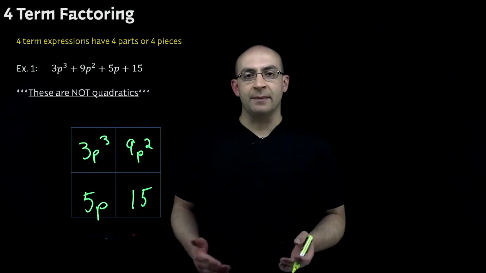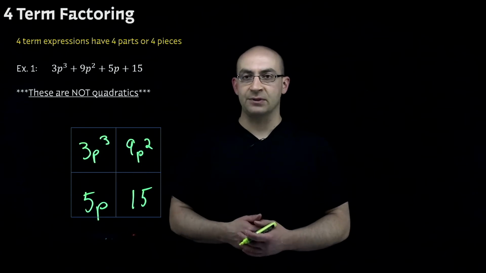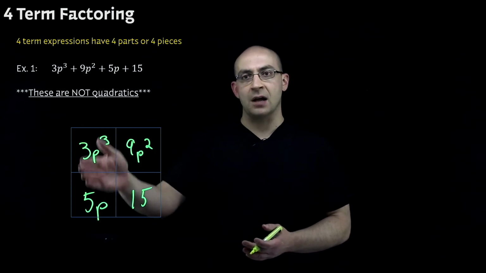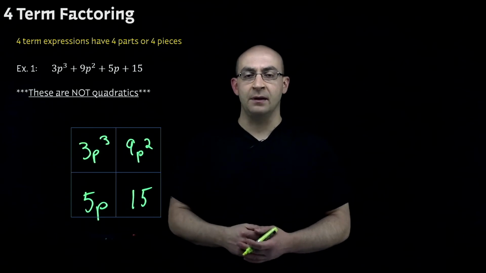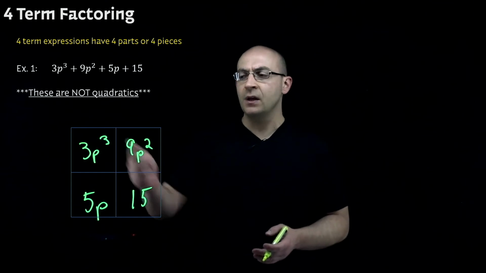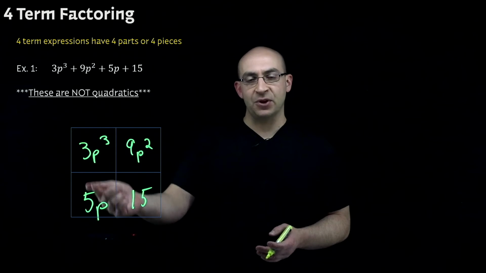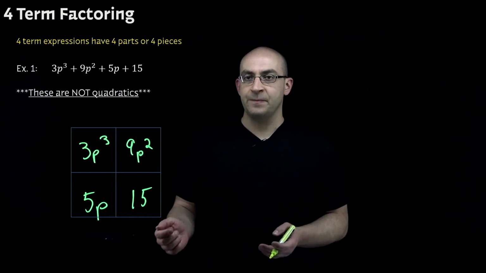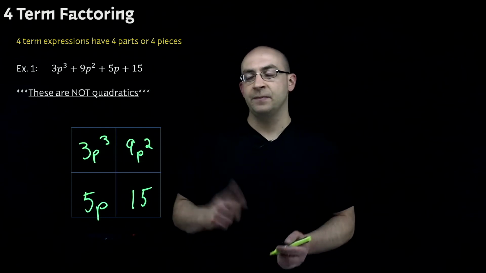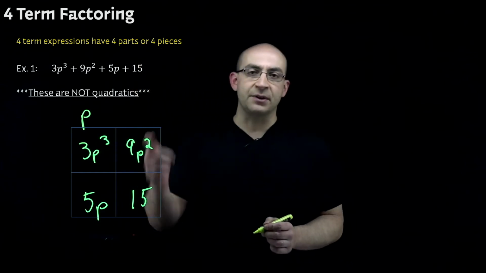So what do we do with the area model? Well, in previous videos, we just found the greatest common factors, and we factored those things out. So let's take this first column, 3p to the third and 5p. What can we divide out? Because remember, factoring is division. What can we divide out that both things have? Well, I can't do anything with the 3 and the 5. They're not divisible by each other. But they both have at least one p, which means that on the top of this box, I'm going to put p.